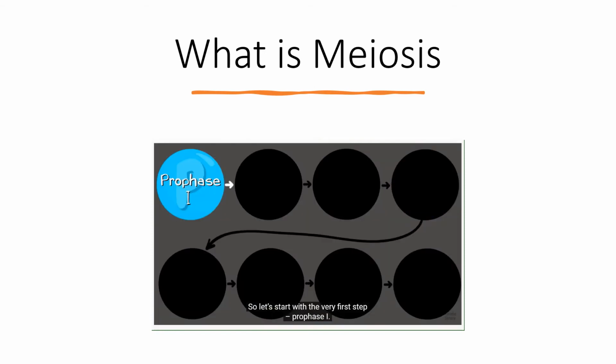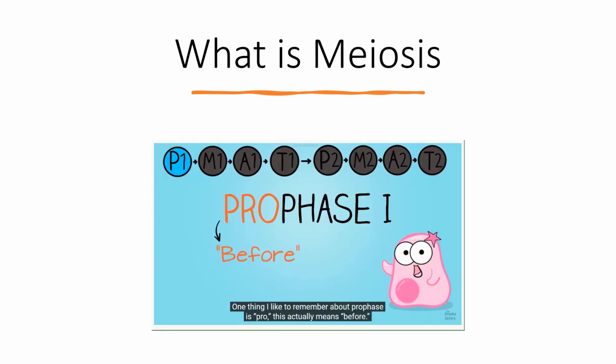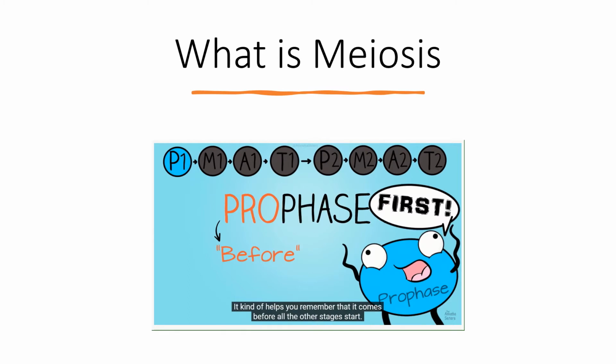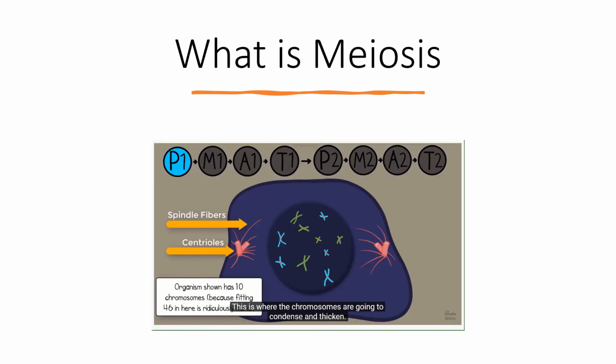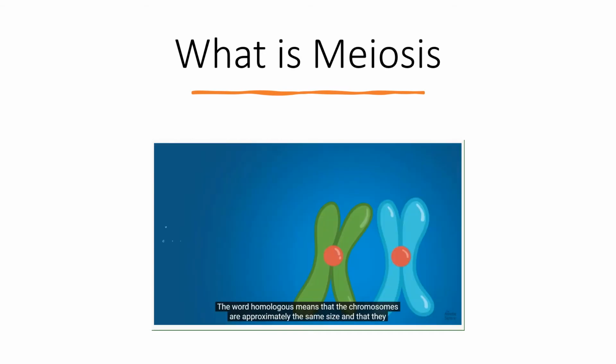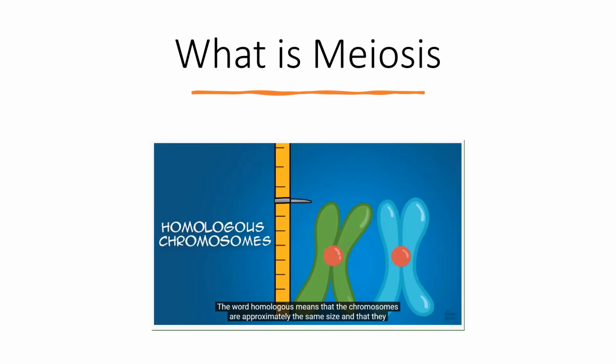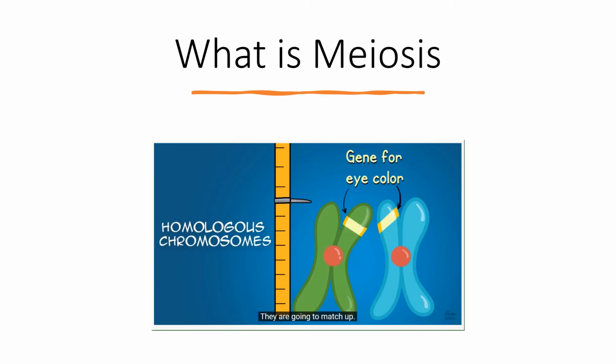So let's start with the very first step, prophase 1. One thing I like to remember about prophase is pro, this actually means before, and it kind of helps you remember that it comes before all the other stages start. This is where the chromosomes are going to condense and thicken. They are actually going to line up with their homologous pairs. The word homologous means that the chromosomes are approximately the same size and they contain the same types of genes in the same locations. They're going to match up.